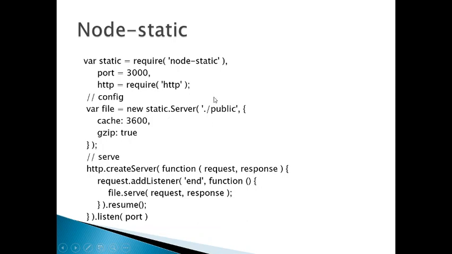First is the path of the file. We are saying that all the static files will be served from the public folder, which is under the current directory, /public. So public is the folder which contains all the static files. So node static will serve all the files from the public directory.